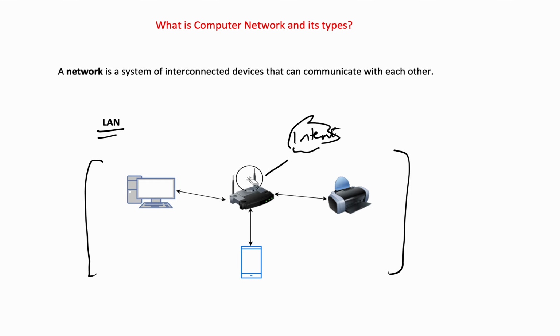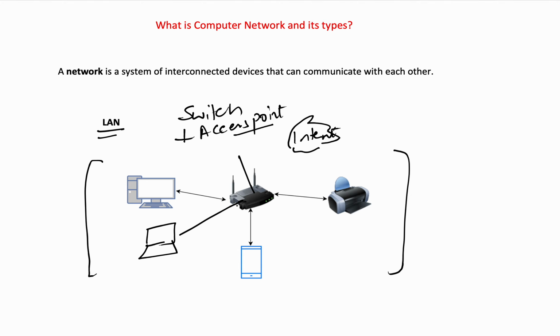Plus, it will also usually contain two modules. One will be the switch, plus it will also have an access point. The access point is the reason you're able to connect to Wi-Fi wirelessly. So if you have a laptop also here, you're able to connect it to your router via the Wi-Fi. So the access point provides you with that facility. So this is your local area network. This is your typical local area network.